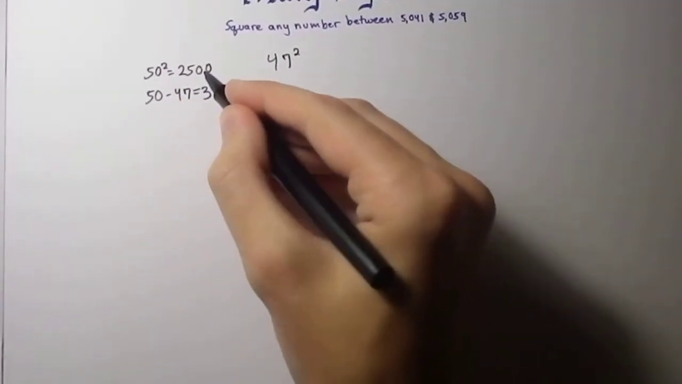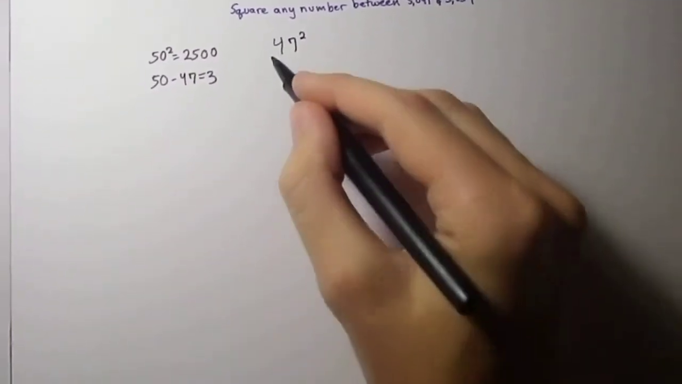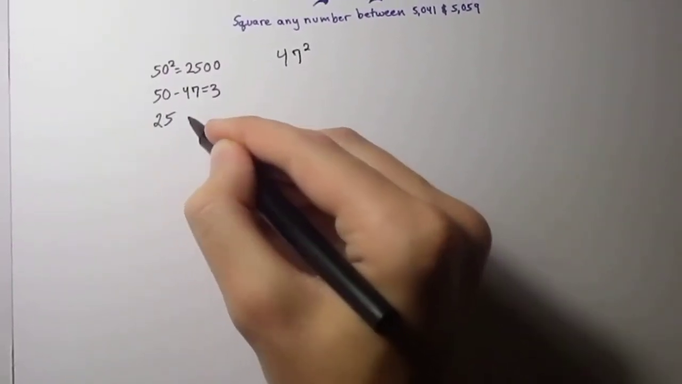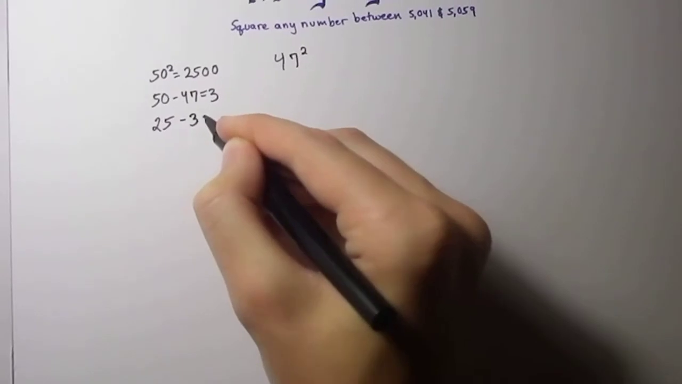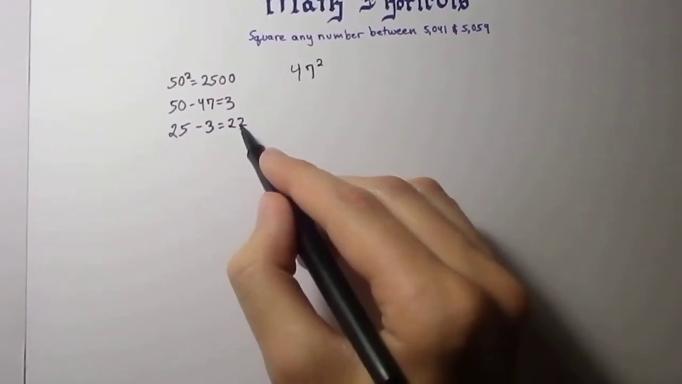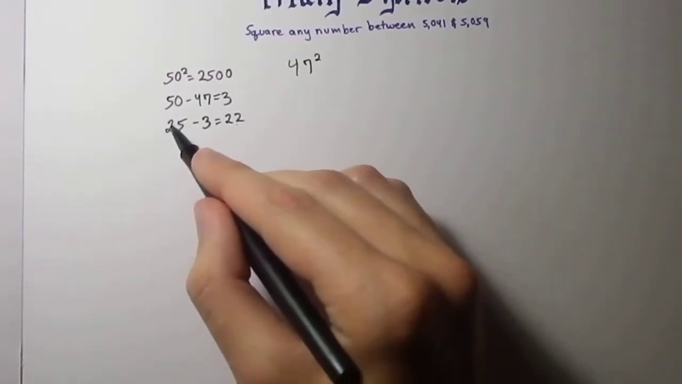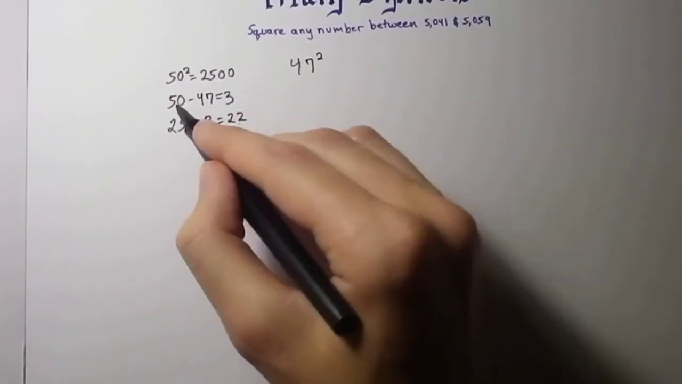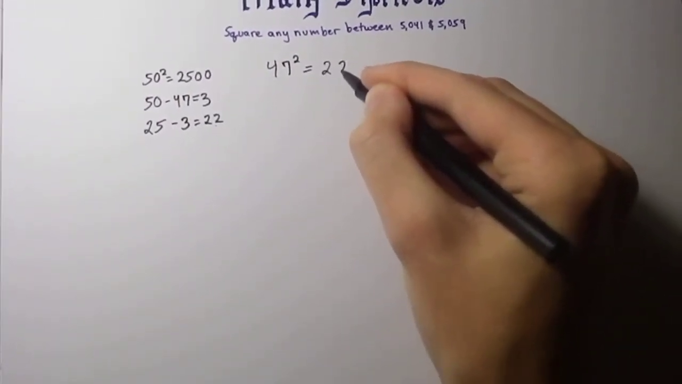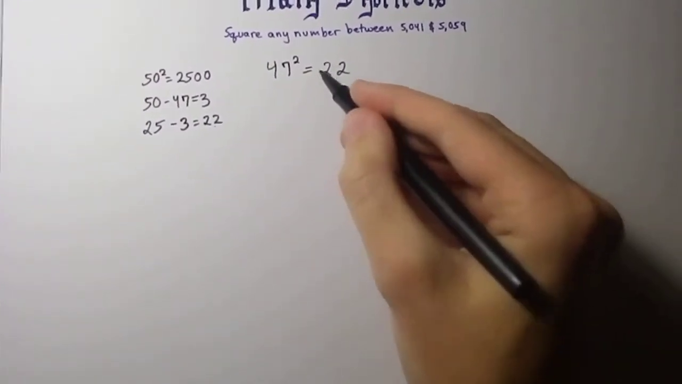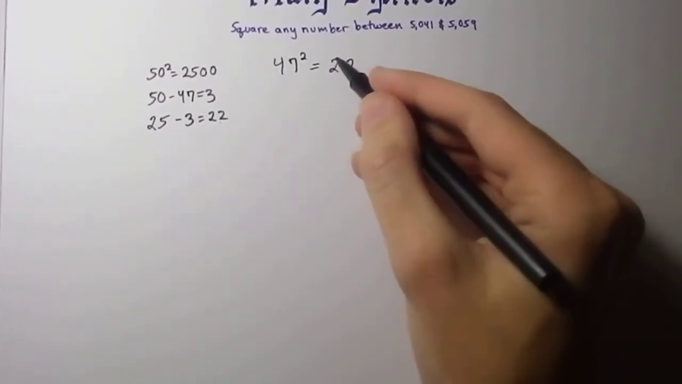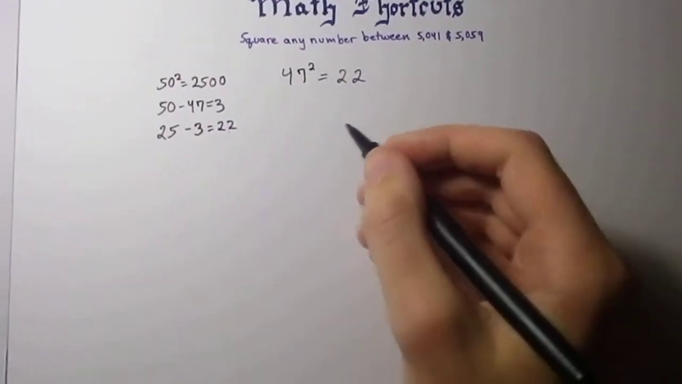If 50 squared is 2,500, 47 squared is, well, first do this. Take 25 and subtract 3, which is 22. So what this says is that 22 is 3 away from 25, just as 47 is 3 away from 50. The first two numbers are 22. So 47 squared starts with 2,200 something.